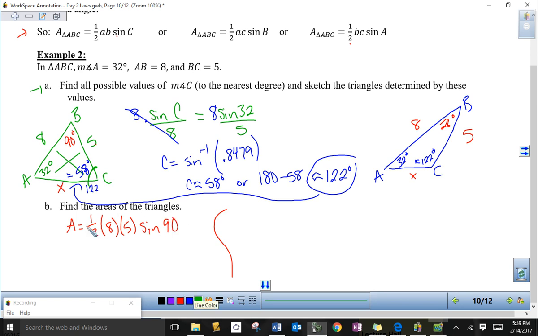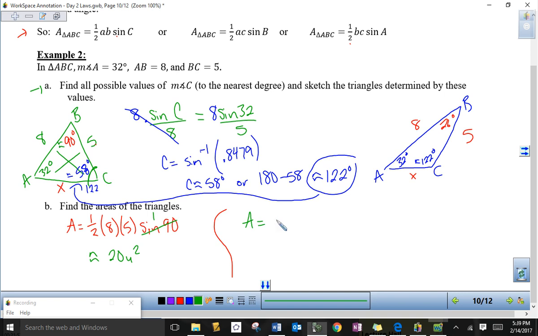Okay, you're welcome to type that whole thing in normally. Hopefully we know by now that sine of 90 is 1. So this is really just 1/2 of 8, 4 times 5, or 20 units squared. Now I'm going to put an approximation here because even though this number came out nice to 20, this 90 up here we got by rounding, so it was actually approximate area as well here.